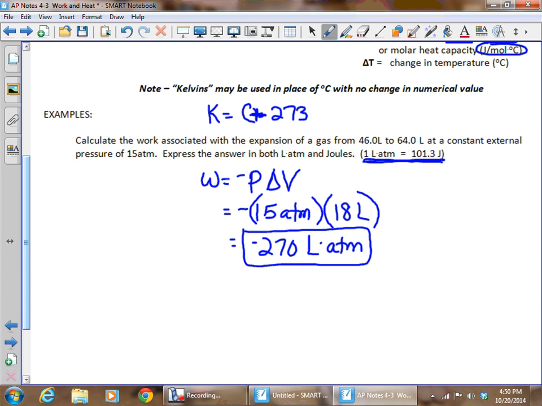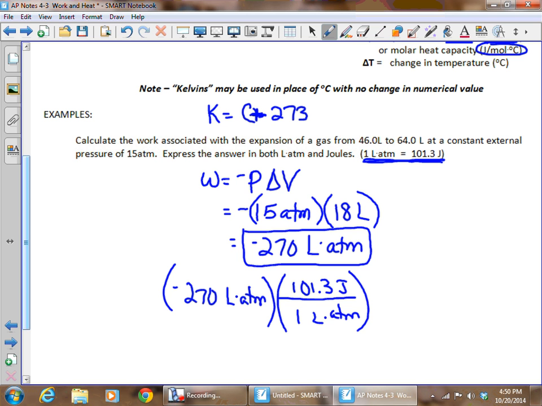It also wants this value in joules. So we want to use our conversion factor. If we've got negative 270 liter atmospheres, we know that for every 1 liter atmosphere, there's 101.3 joules. We end up with negative 2.74 times 10 to the 4th joules. So again, fairly straightforward calculation there.